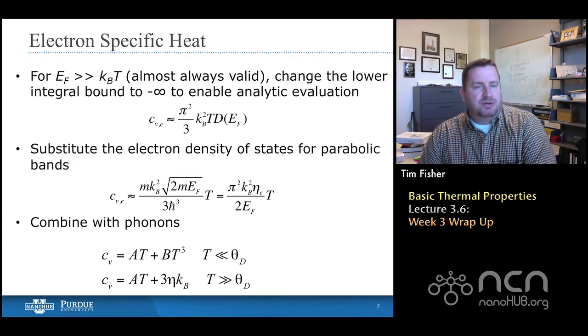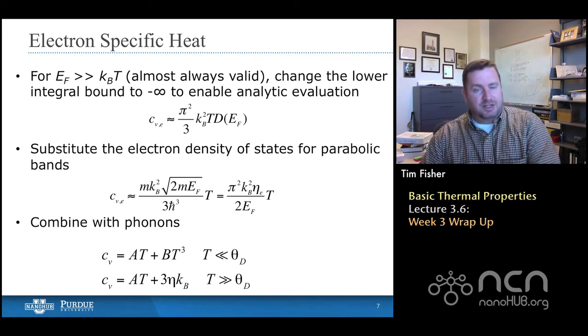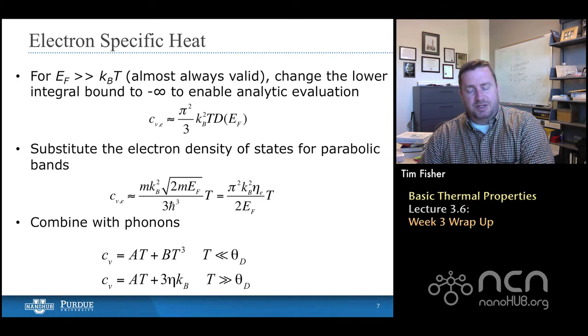We then moved on to the electron specific heat. We made an approximation in one of the integrals, and so we changed one of the lower bounds. We also did a small little trick. We pulled the density of states out of the integral and just evaluated it at the Fermi energy, or the chemical potential. Those are equivalent for our purposes in this course. And we found that the specific heat was proportional to temperature, to the power 1, so a linear proportionality.